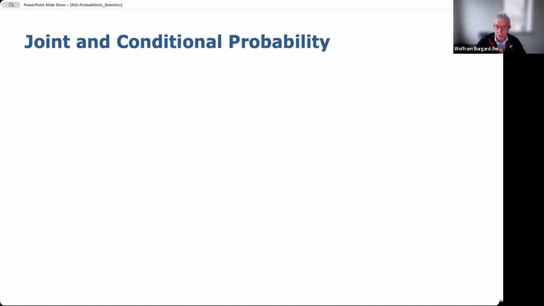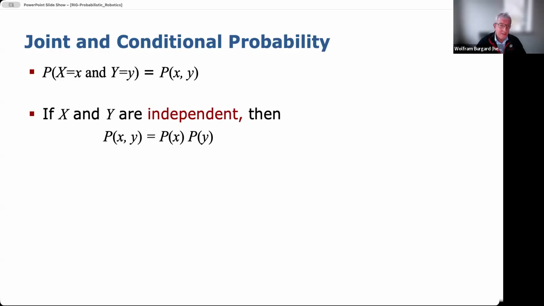Then joint and conditional probability is also a concept that needs to be explained briefly. First of all, we can have these joint probabilities, like P of X equals x and Y equals y, which we typically denote as P of x and y in short. This is basically the probability of x and y happening at the very same time. And then there's this notion of independence: when x and y are independent, then we can write this as P of x times P of y.